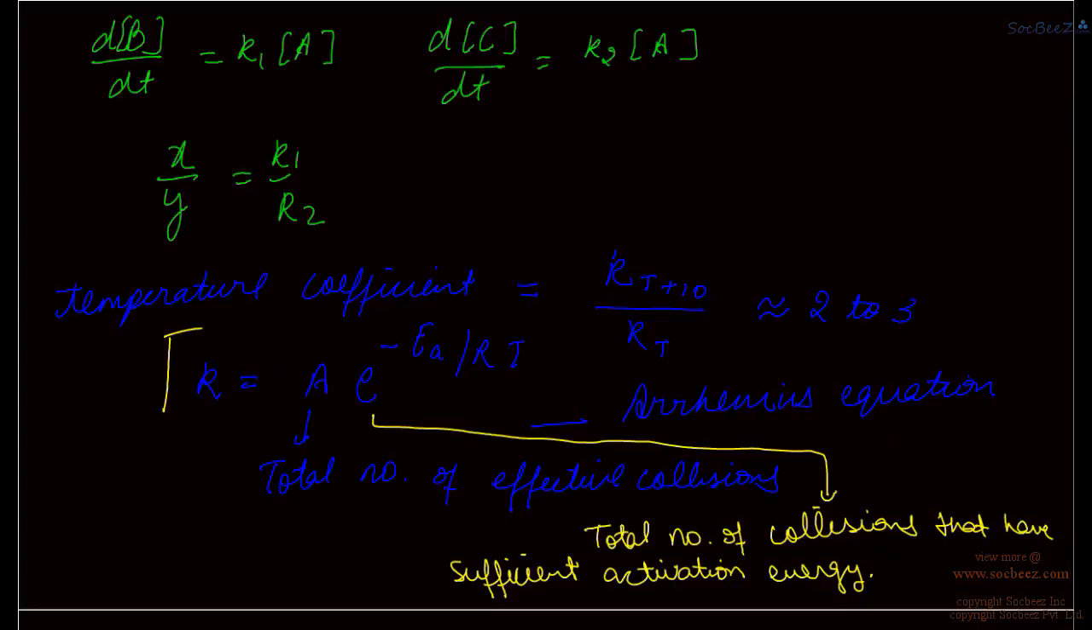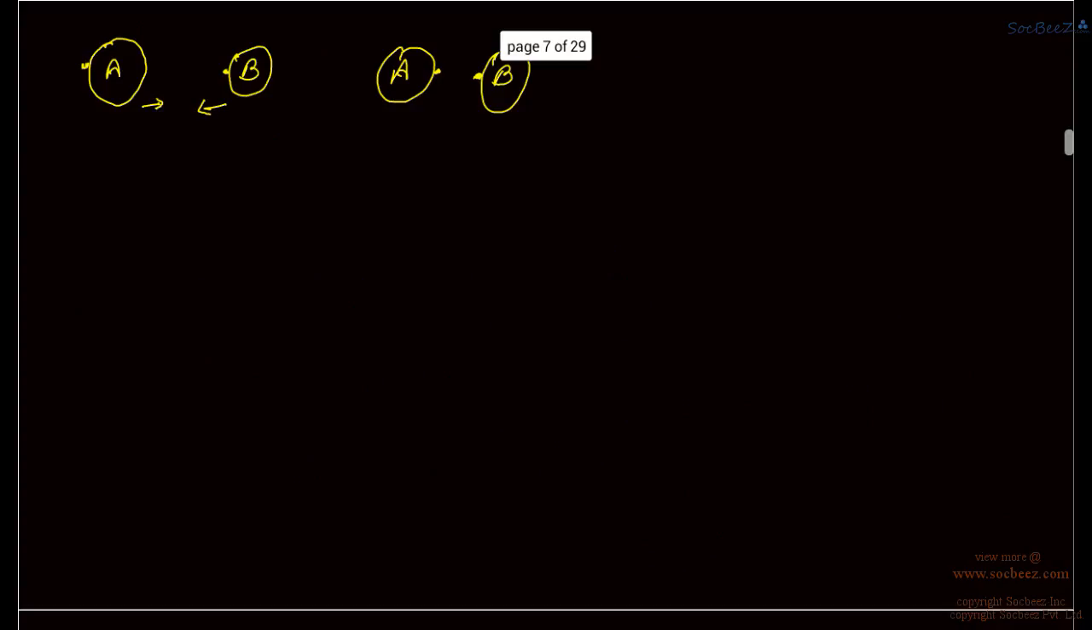So this is told by this expression, in which the term e raised to the power minus Ea upon RT tells us the fraction of molecules, or the total number of molecules, that have sufficient activation energy, and A is telling us the total number of effective collisions. Therefore, reaction sites are dealt with A, and molecules that have the minimum amount of activation energy are dealt with e. Now, A is known as the Arrhenius constant, pre-exponential factor or frequency factor, you can call it anything, and Ea is known as activation energy.